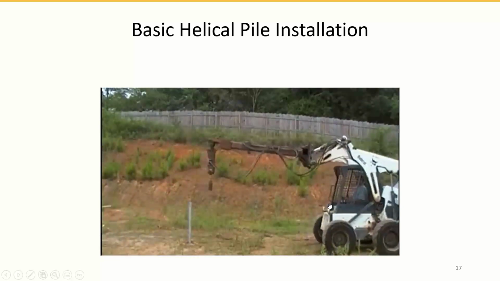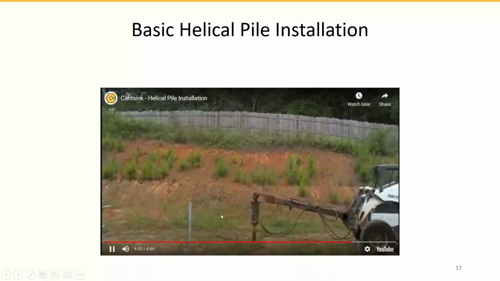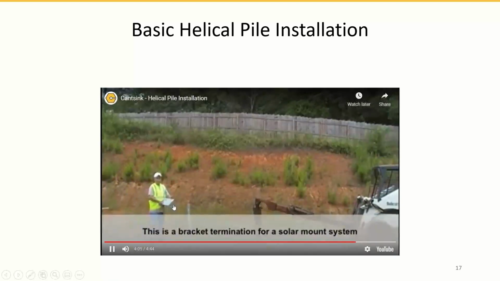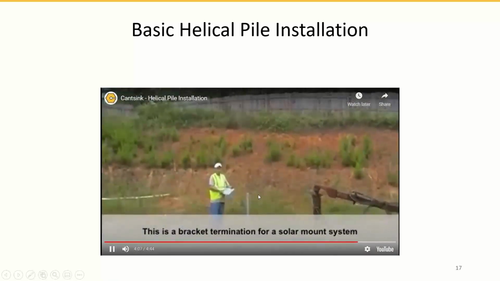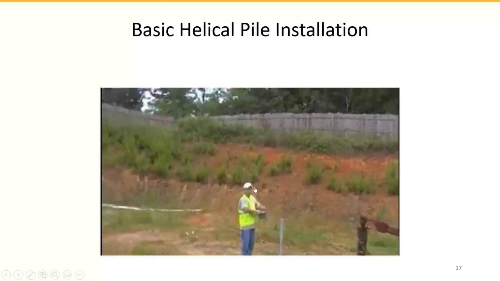You have 10,000, 30,000, 60,000 foot-pound. They just stopped to show you. This is, I believe, for a solar mount system, if they want to use it. That's the bracket that they're going to be using on top of that pile. So you see how easy it is.